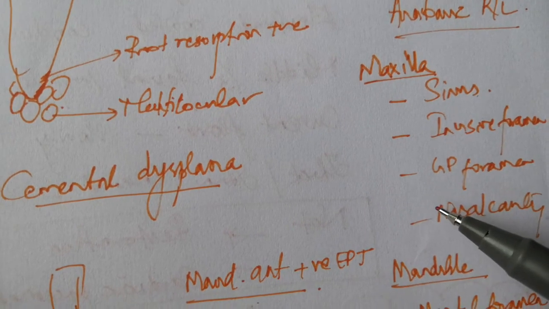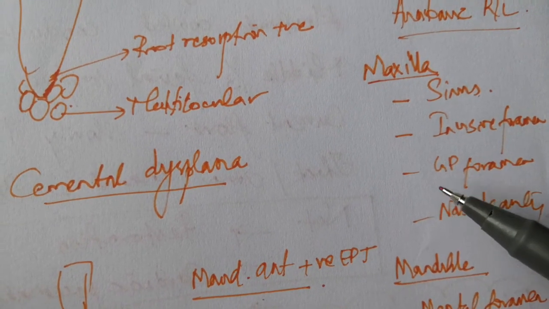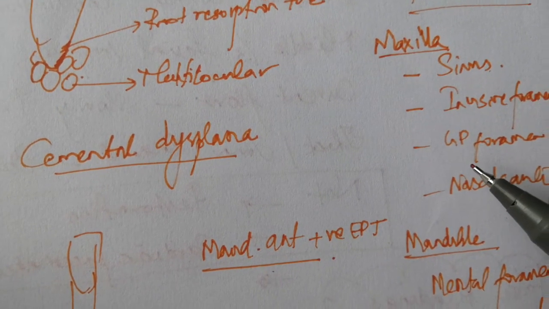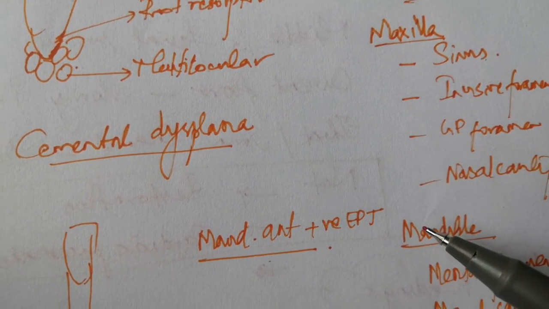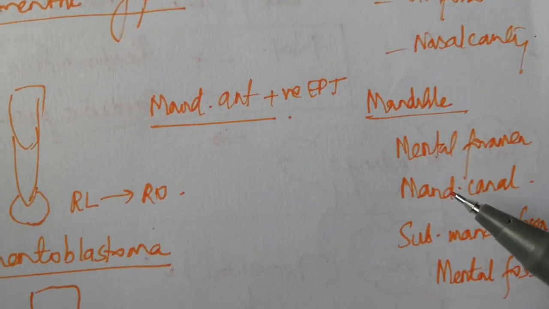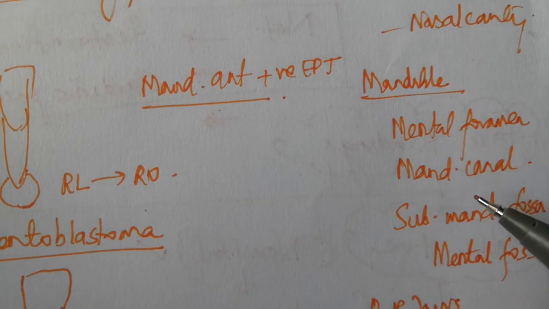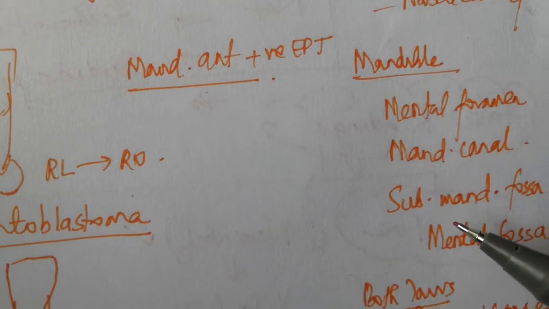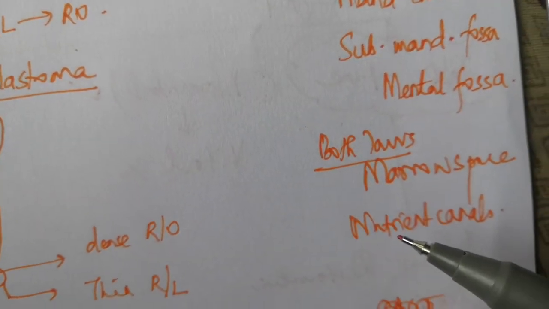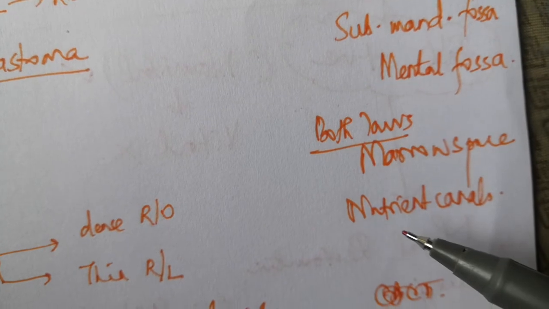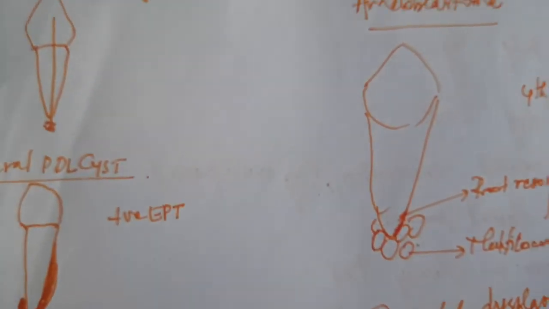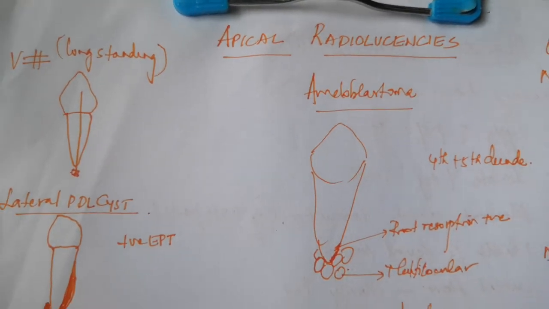It may be an anatomical landmark also, like if you see the maxillary sinus, incisive foramen, greater palatine foramen, or nasal cavity in the case of the maxilla. Coming to the mandible, anatomical areas of radiolucency would be the mental foramen or mandibular canal, submandibular fossa or mental fossa. Generalized in the jaws, you may find marrow spaces and nutrient canals as apical radiolucency also. So this is the overall view of apical radiolucency.